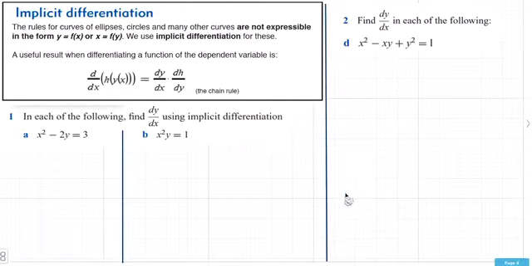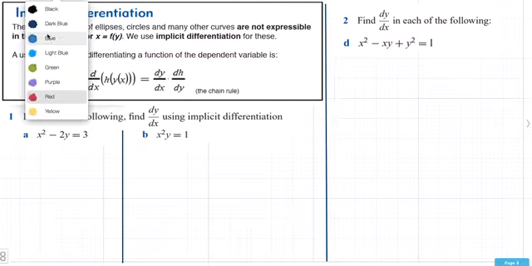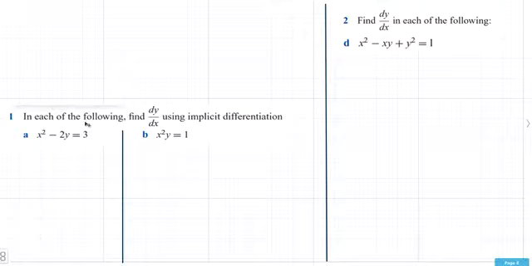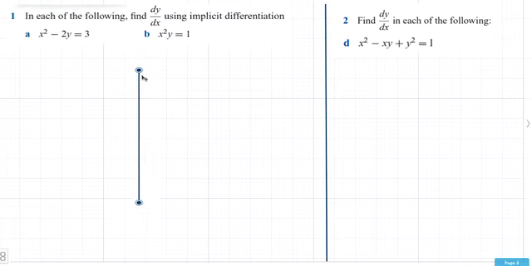They're all very, very similar. So we'll do the first one. It says, in each of the following find dy/dx. Now we're going to use the chain rule here. So this is what I just did with you. I'm just going to move this up so I've got a bit more room.